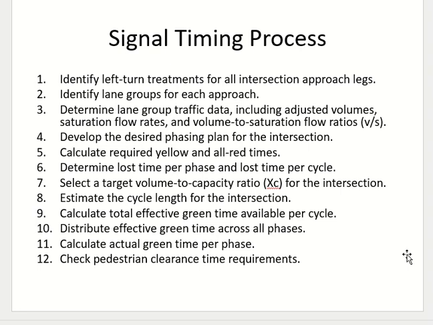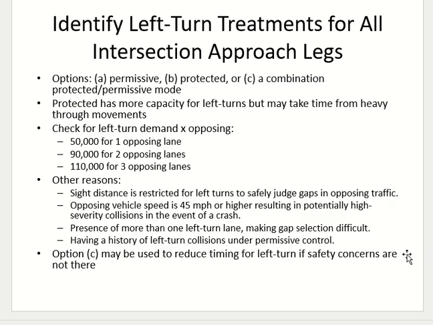Then using these values, find out the cycle length. Then find out the total effective green for the whole cycle. Then divide the effective green into the phases. Then from the effective green and the lost time, find out the actual green. And then check the signal for pedestrian timings, or the pedestrian time requirements. The last step is only required if pedestrian crossing is allowed. So we'll go step by step.